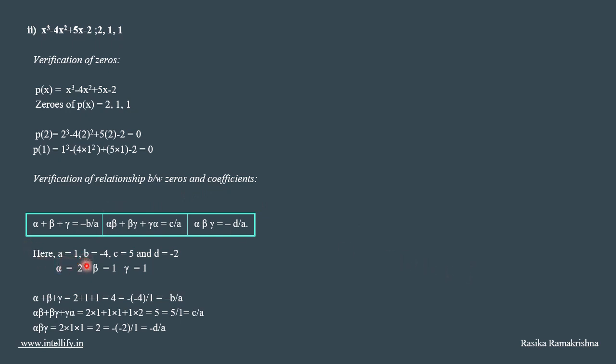B is going to be the coefficient of x squared, which is minus 4. C is going to be the coefficient of x, which is 5. And D is going to be the constant term, which is minus 2. And alpha, beta and gamma are the roots. So alpha is 2, beta is 1, gamma is 1. This can be done in no particular order.